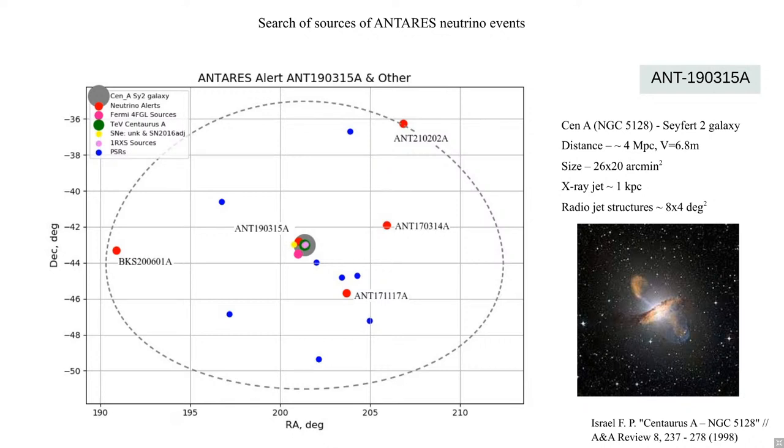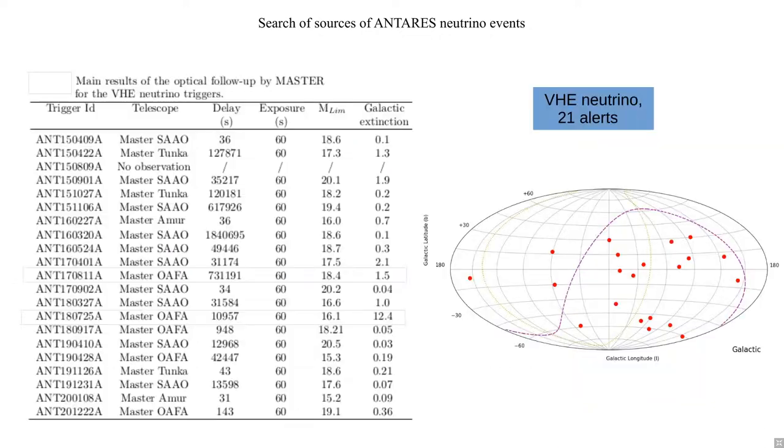An interesting case in the location of neutrino alerts: five red circles in the picture, and other objects in the vicinity of the Centaurus A galaxy, in a region with a search radius of up to 8 degrees from the center of the galaxy. This table lists the 21 most probable very high energy neutrino events. For each neutrino alert, a specific MASTER telescope is indicated which started the inspection, with the time delay, and received the first frame with the MLIM limit value. Blazars as possible candidates for neutrino sources have not been discovered in the vicinity of the neutrino alerts.